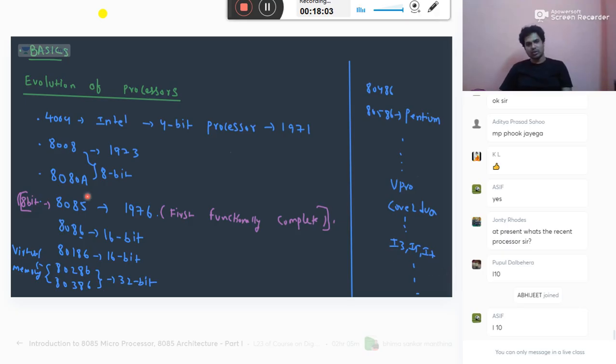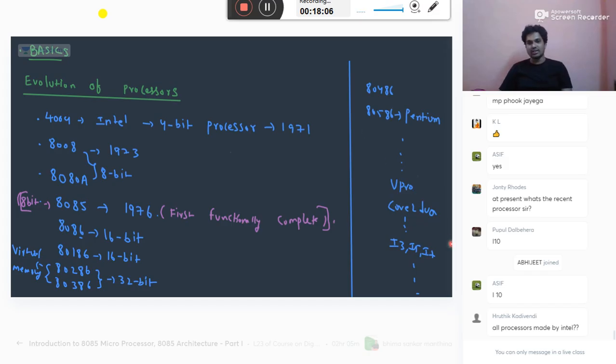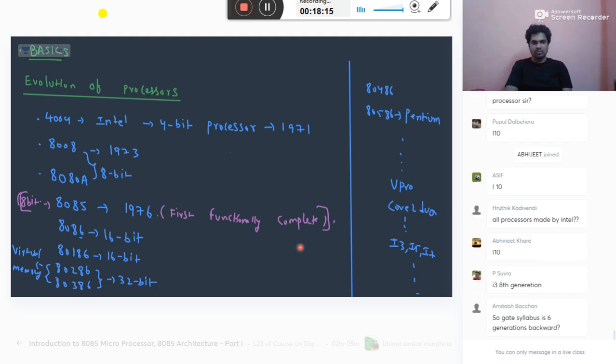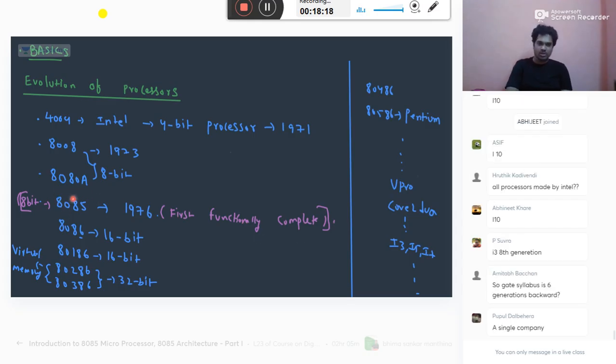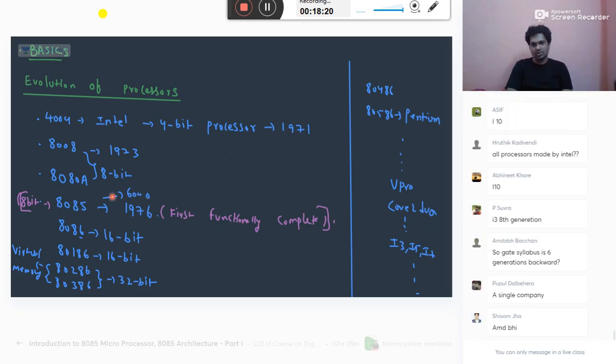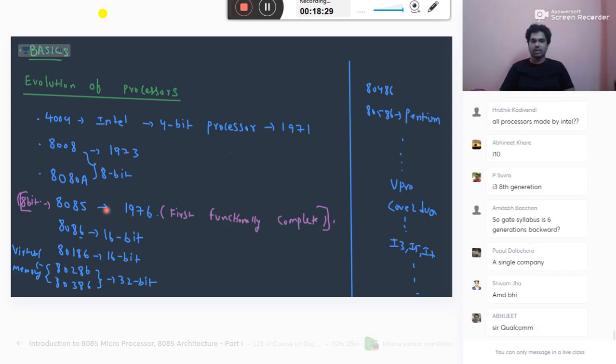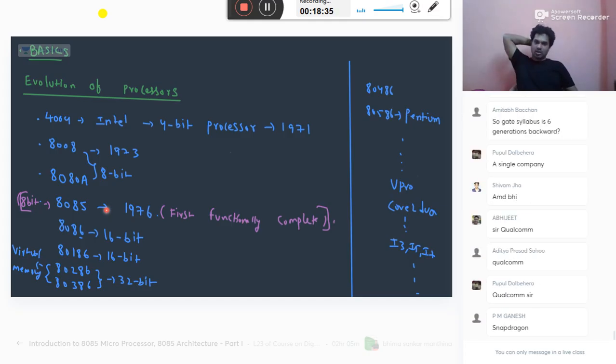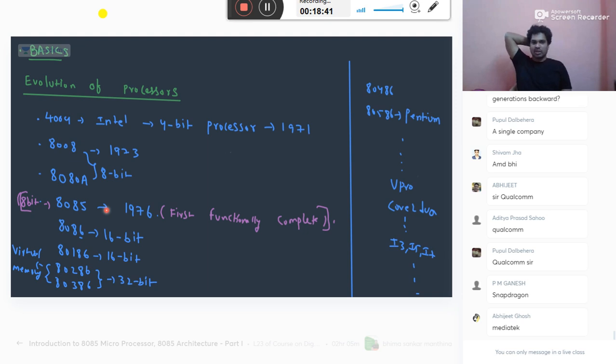If you want, you just Google it. You will get the total evolution of the processor. All these are Intel only. For Intel processors, there are Motorola processors also. Different companies will produce different processors. But our syllabus is 8085. Similarly, there is some processor, I think 6000 something by Motorola, which will do a similar job. AMD is there. Qualcomm is there, Snapdragon is by Qualcomm only. So many companies are there, but this is like the king.